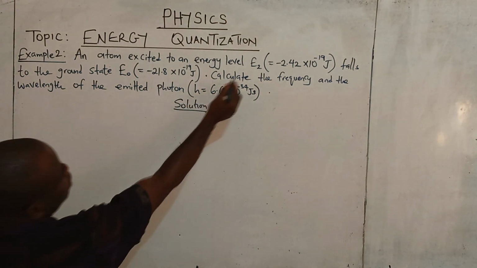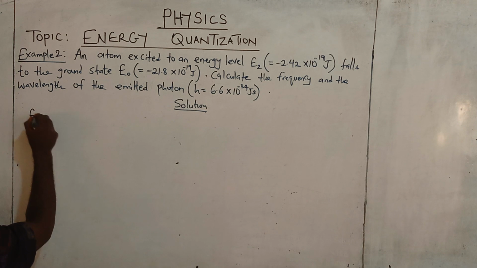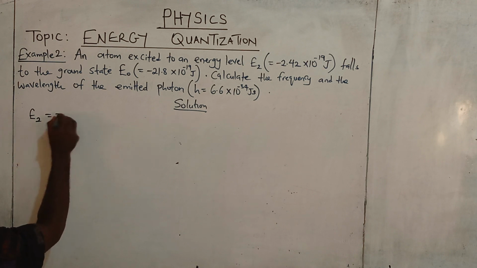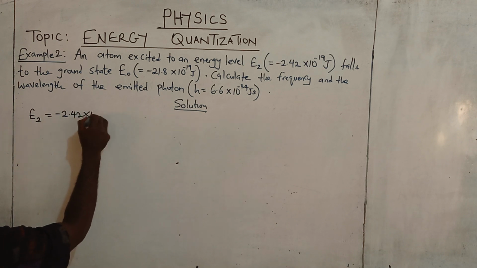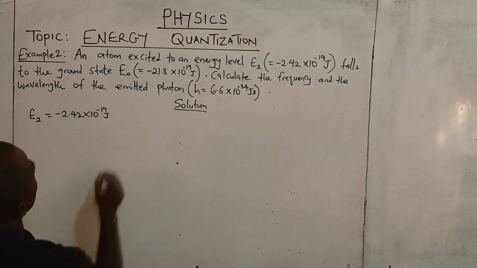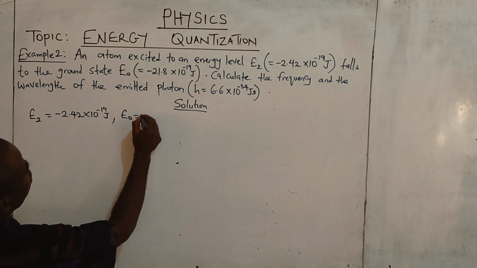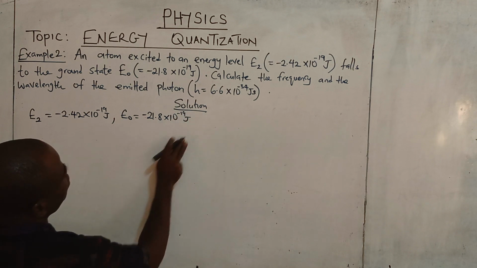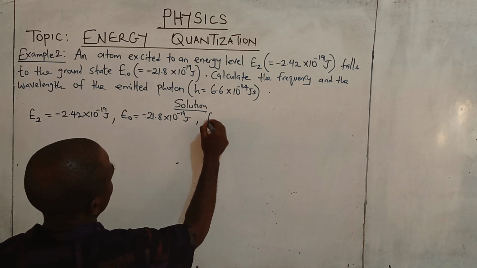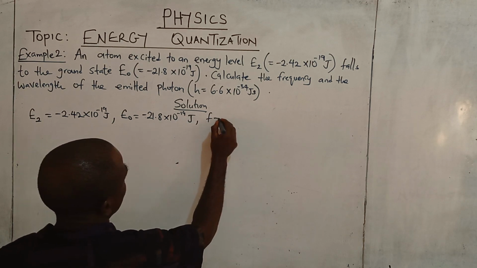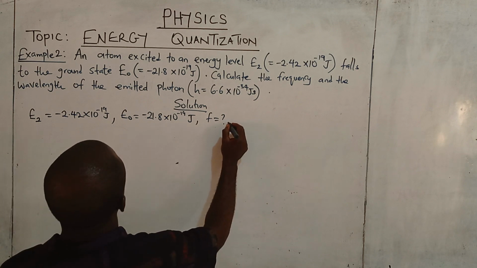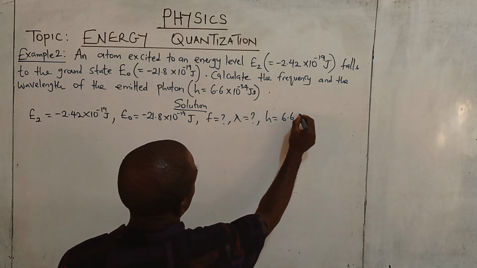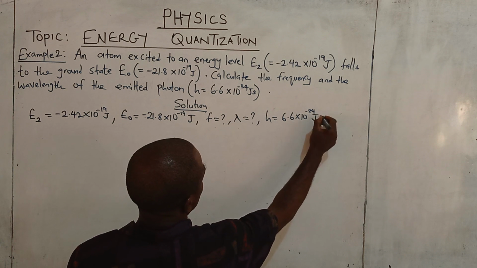Now let's say energy E2, energy level, equals minus 2.42 times 10 to the power minus 19 joules. The ground state E0 is minus 21.8 times 10 to the power minus 19 joules. Calculate the frequency and the wavelength. We are given h, Planck constant, 6.6 times 10 to the power minus 34 joule seconds.